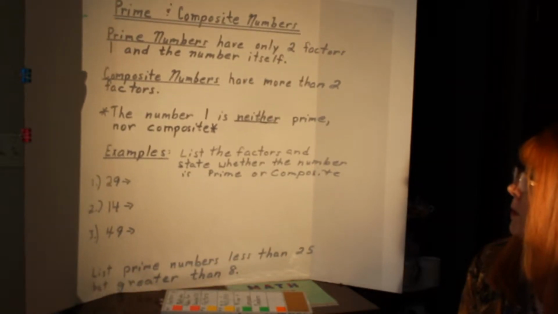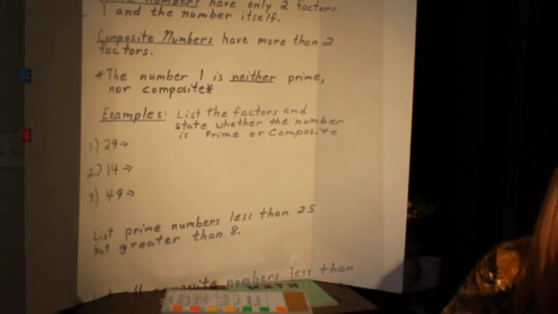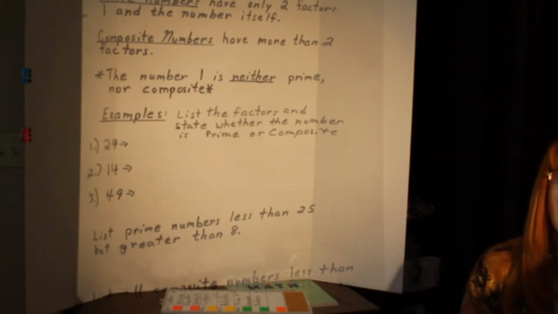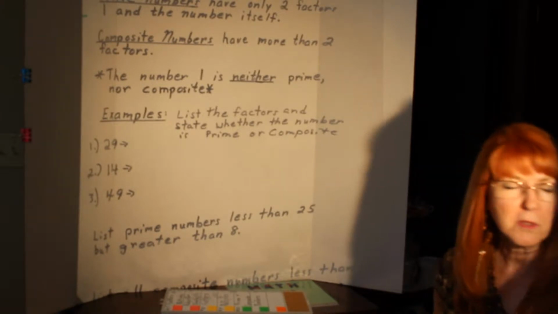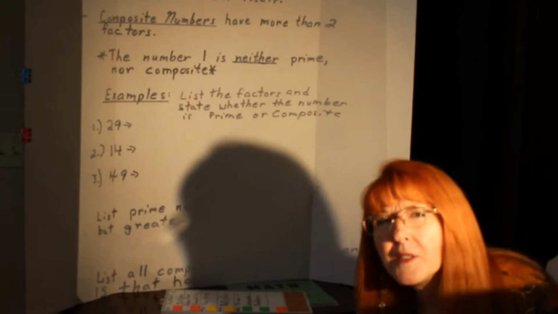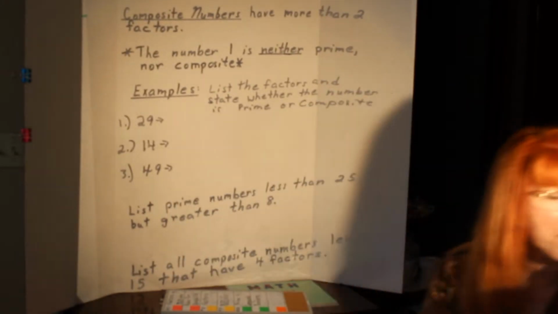We're going to look at some examples. List the factors, and then you're going to state whether the number is prime or composite. Use a P for prime, use a C for composite. Make sure you can see that on the screen.